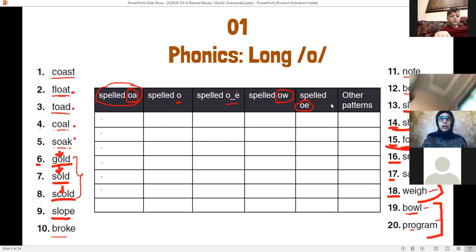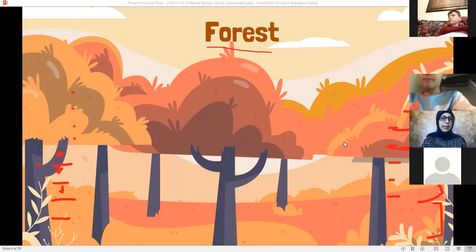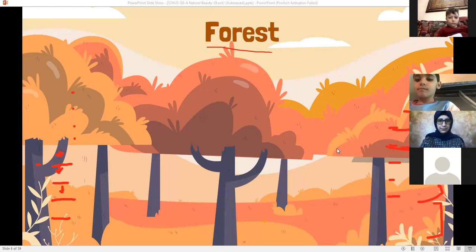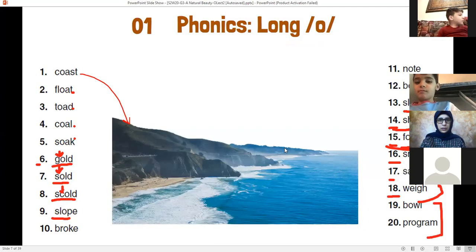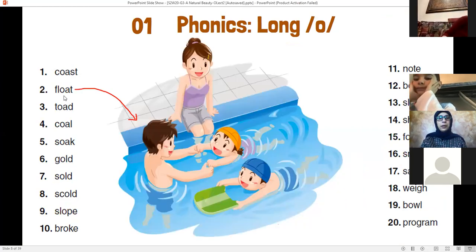Let's move on. Now we are going to learn the meanings of these words. But before that, this is another example of a landmark. A forest can be a landmark. Okay, so what are the meanings of these words? Coast is like a seashore, as you can see. This is a picture of coast. Second one, float. Float is the opposite of sink. When you sink, you go underwater, but when you float, it means you are on the surface, on the top of the water.